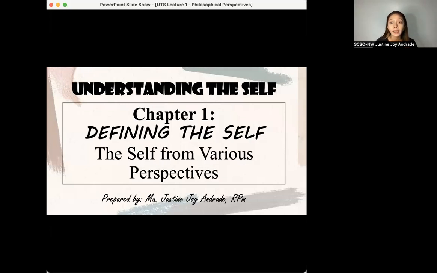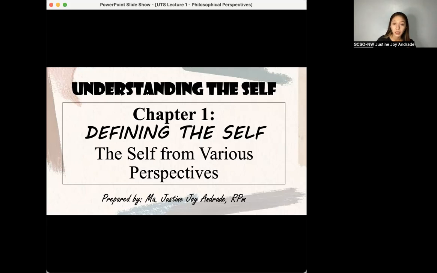Why do you think that the GE1 or the Understanding the Self subject is being taught in college? Or bakit nilagay ang subject na ito dito sa kolehiyo at kailangan pa natin itong matutunan? Why? Okay. It is because nowadays, ngayon, yung issue ng self and identity is crucial to you, adolescents. Okay? Crucial daw yung issue ng self and identity.